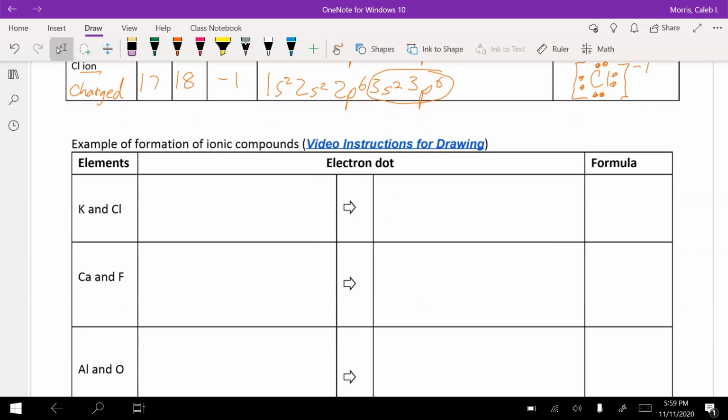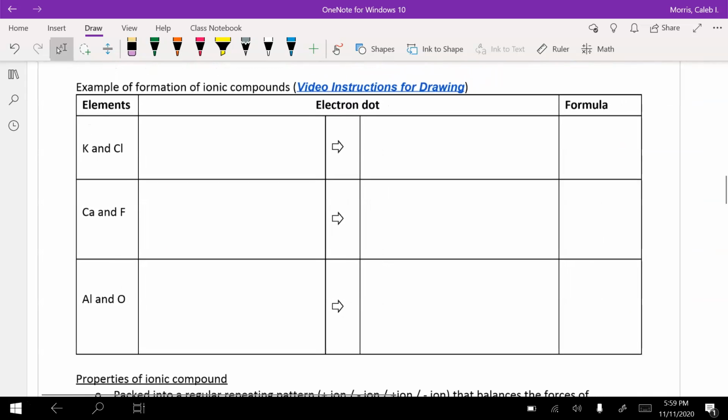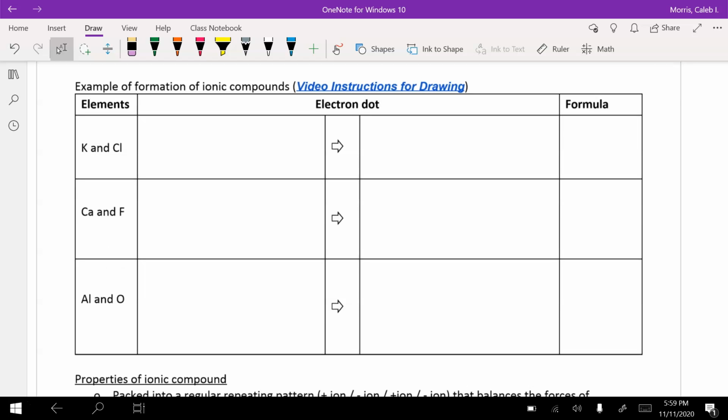Okay, now we have some examples of forming ionic compounds. This is demonstrating how ionic compounds form. You start with the Lewis dot structure for the atoms. K is in group 1, so it has only one dot. It's in group 1A, which has one valence electron, K with one dot. Then we have Cl. Cl has 7 dots because it's in group 7A.